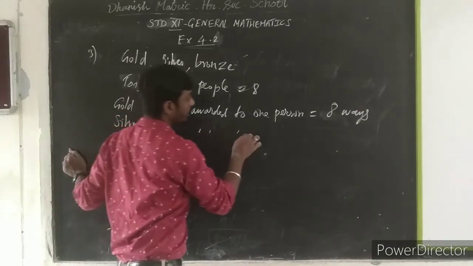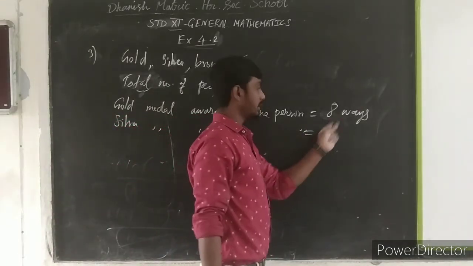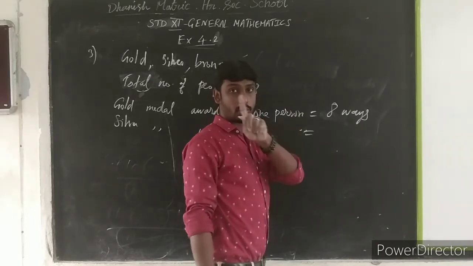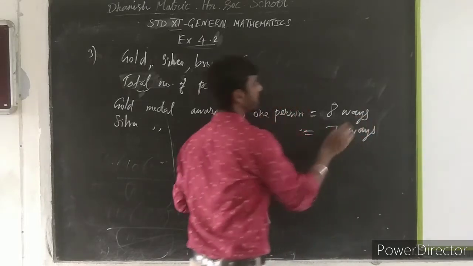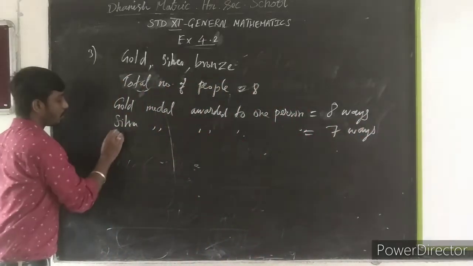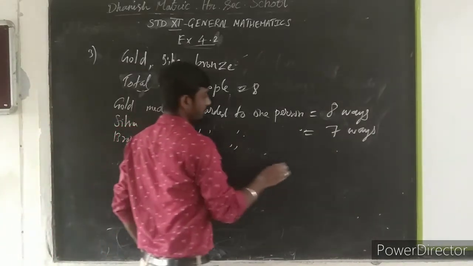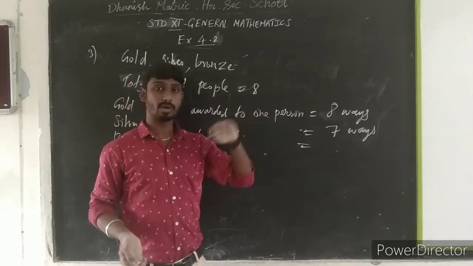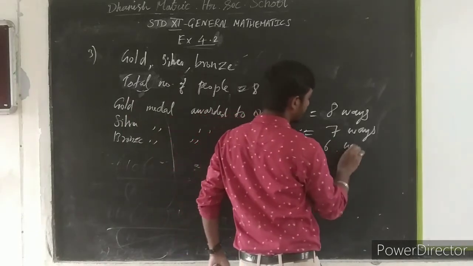Silver medal awarded to one person. How many ways here? The first place we have already taken here, so the remaining people are totally 7. So 7 ways you are getting the silver medal. Now coming to the bronze prize, already gold place 1 person taken, silver place 1 person taken, so the remaining will be 6 here. That is 6 ways.